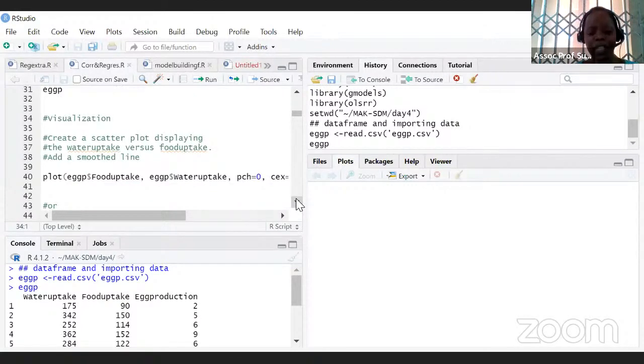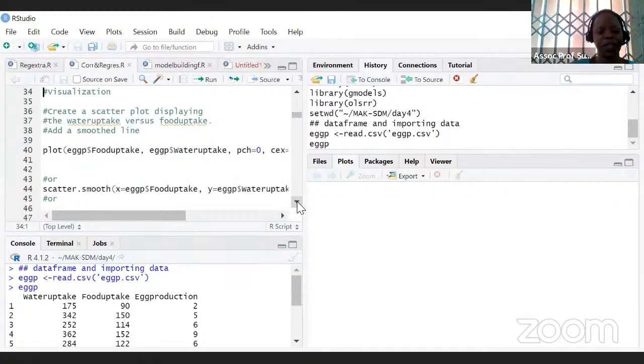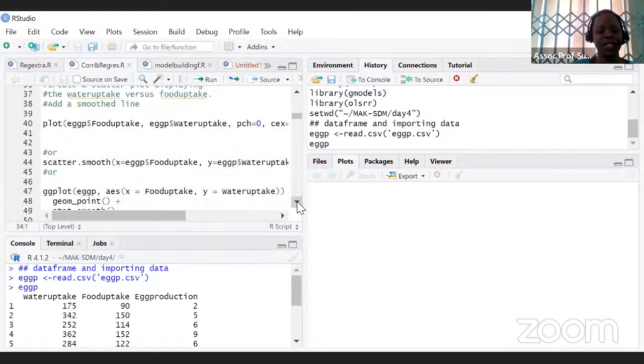Egg production is number of eggs. Food uptake is in kilograms per bird, and water uptake is milliliter per bird. Okay, so let's go to line 40, and we would like to construct a scatter plot.